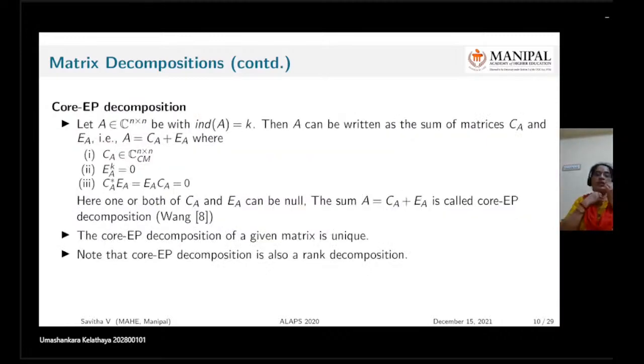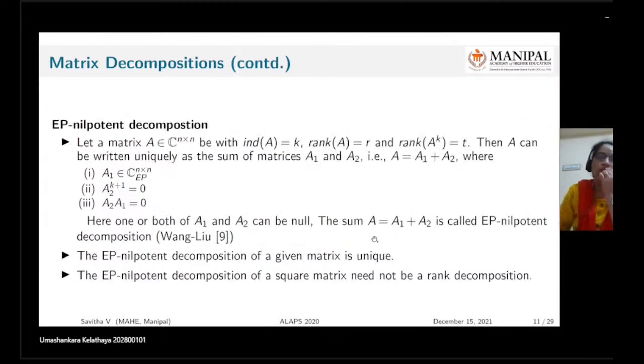Next we come to the core-EP decomposition, introduced by Wang in reference 8. Let A belong to C n by n with the index of A equal to K. Then A can be written as the sum of matrices CA and EA, where CA is a core matrix, EA to the power K is 0, and CA star EA equals EA CA equals 0. Then the sum CA plus EA is called the core EP decomposition. This core EP decomposition of a given matrix is unique, and it is also a rank decomposition.